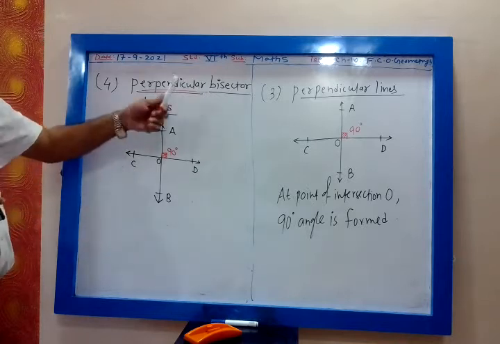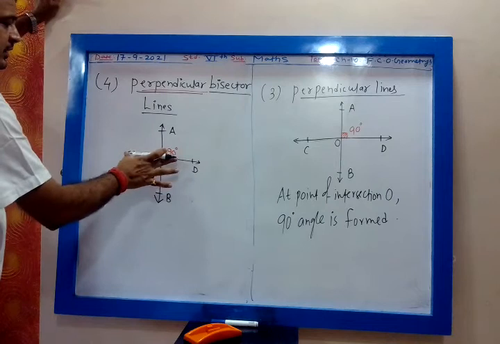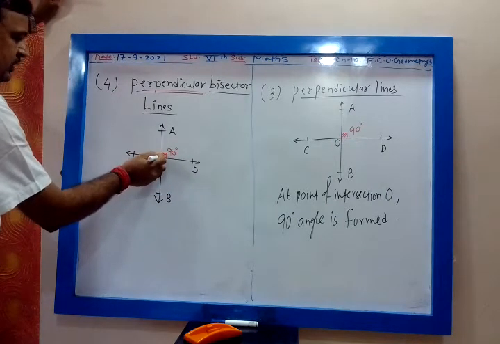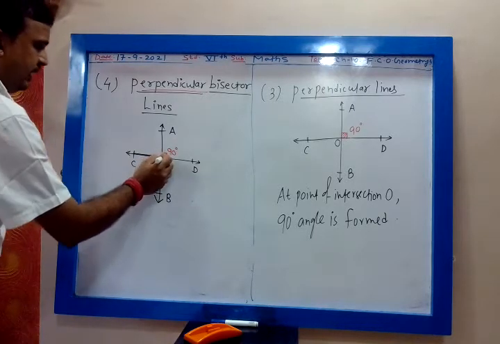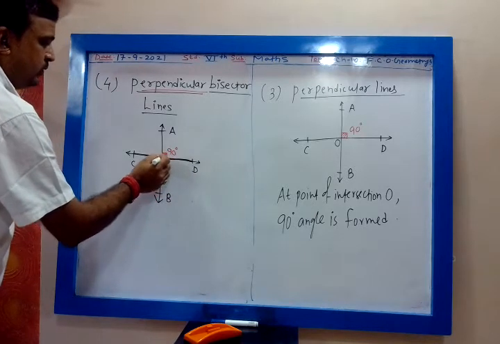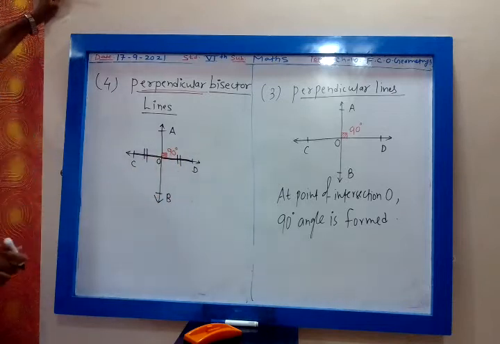Then perpendicular bisector means AB divides CD into two parts. OC is one part, and OD is another part. OC and OD both are equal, so we write this symbol. OC and OD both are equal. Okay.